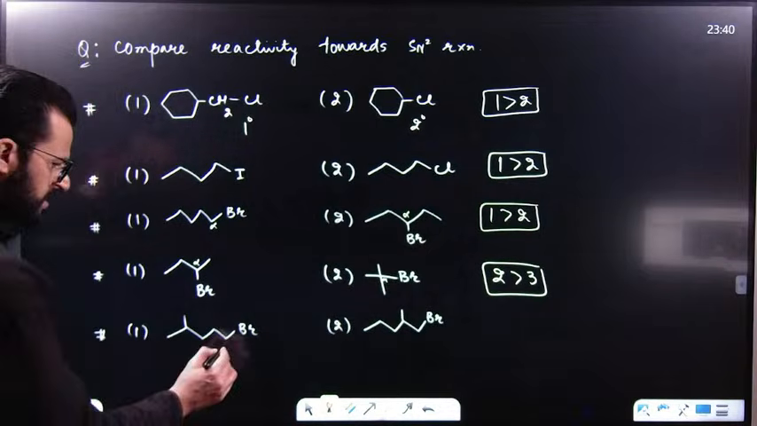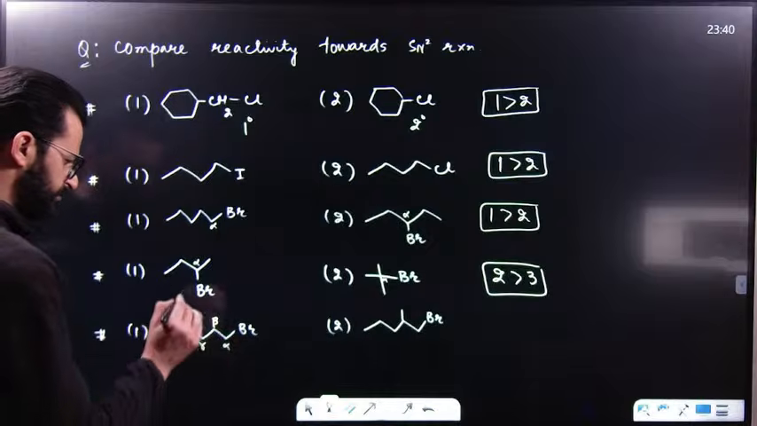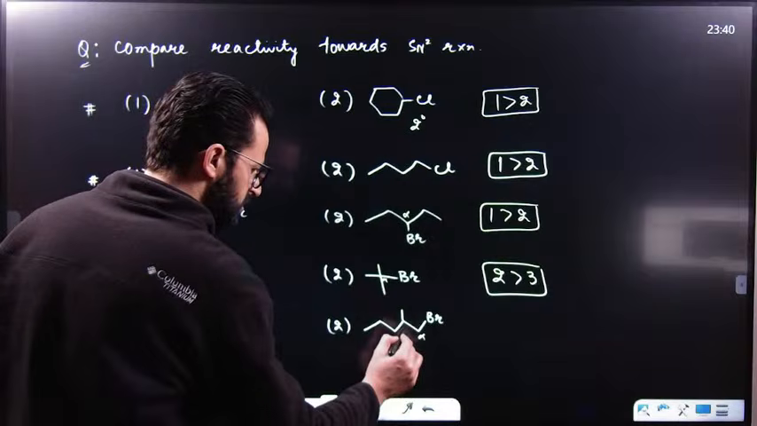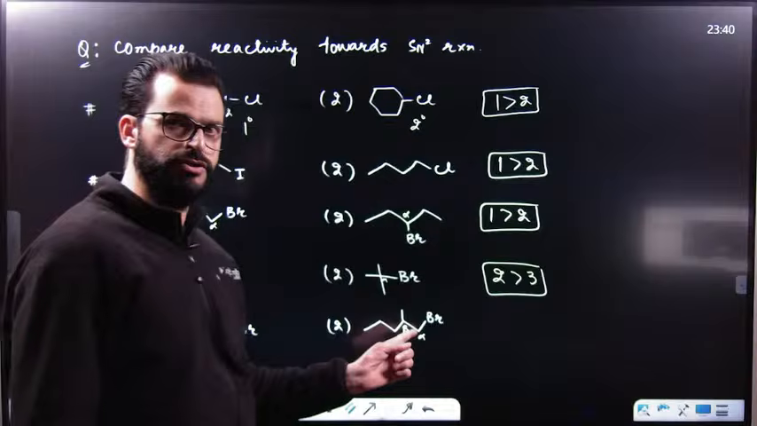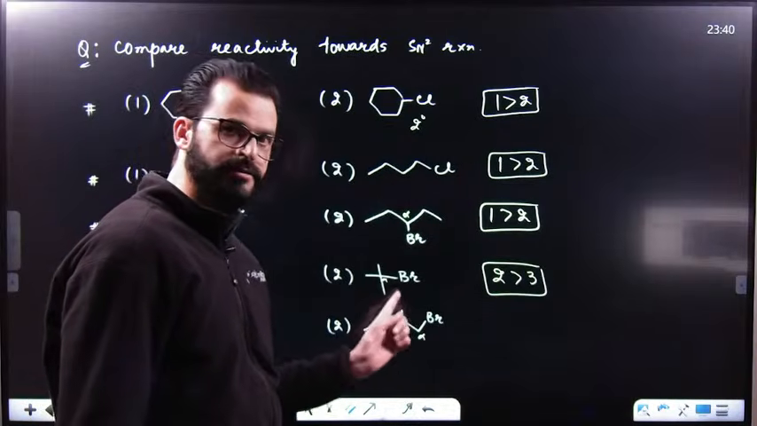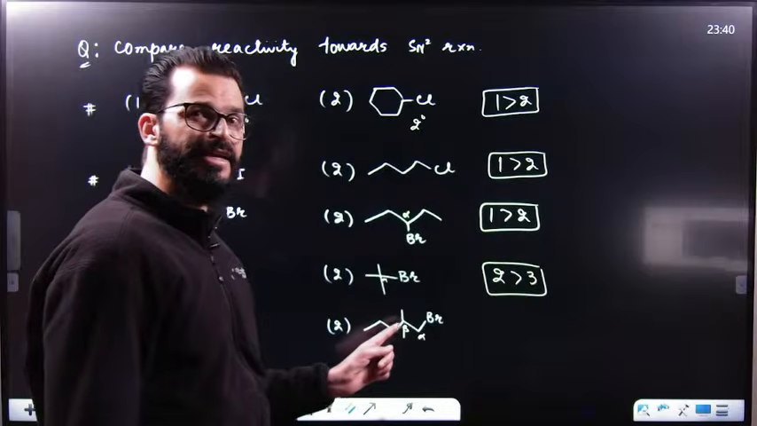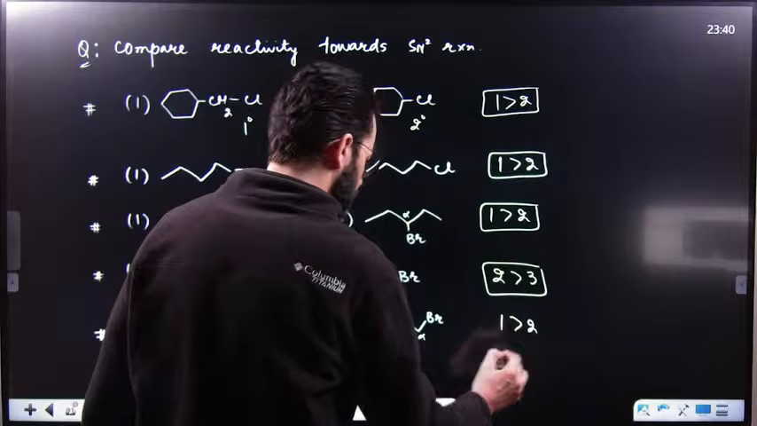Now this is alpha, this is beta, this is gamma and delta. Similarly, this is alpha, this is beta. Now have a look. The nucleophile has to attack the alpha position, but at beta, that means adjacent to the alpha position, there is crowding. So the nucleophile feels hindrance here as compared to this. So 1 greater than 2 will be the answer.